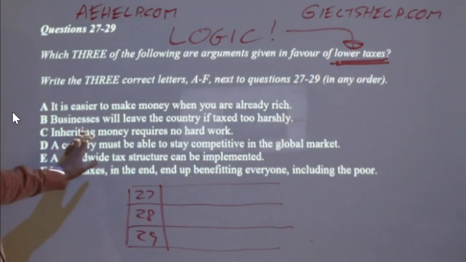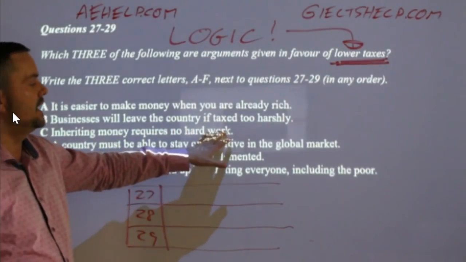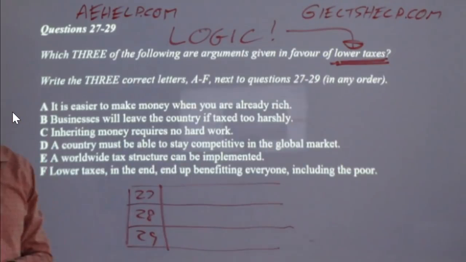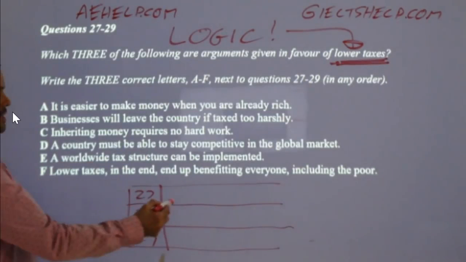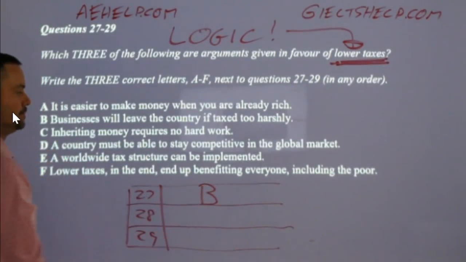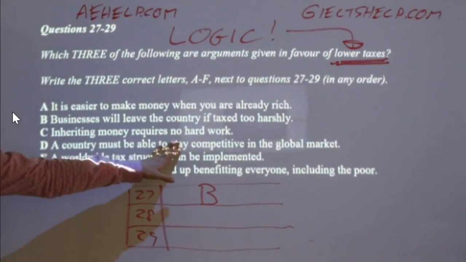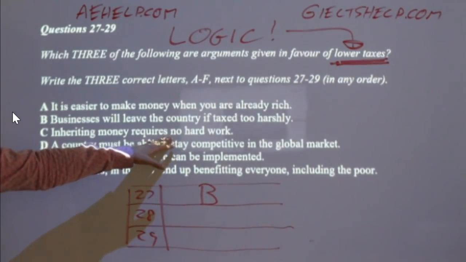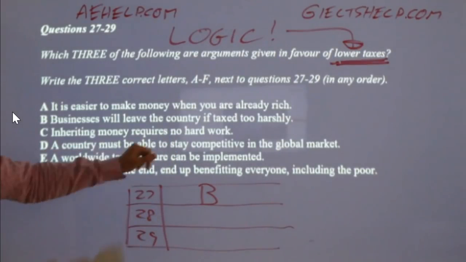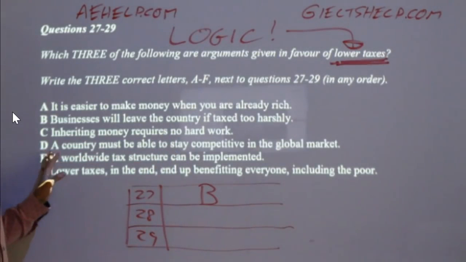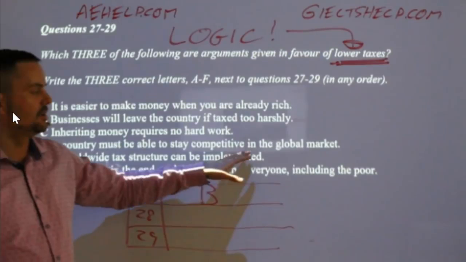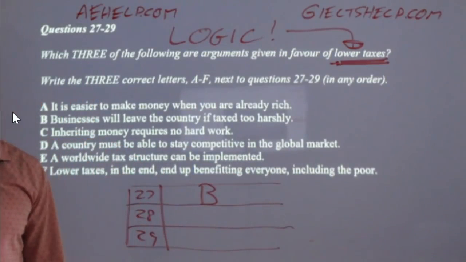So, what are the answers here? B, businesses will leave the country if taxed too harshly. Is that true? Yes. So, we should keep taxes lower. Yeah, that looks pretty good. So, B. Inheriting money requires no work. Was that mentioned? I don't think so. D, a country must be able to stay competitive in the global market.